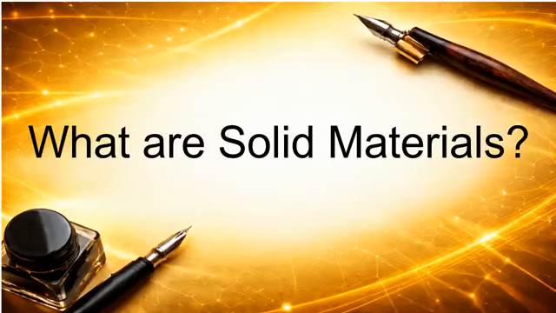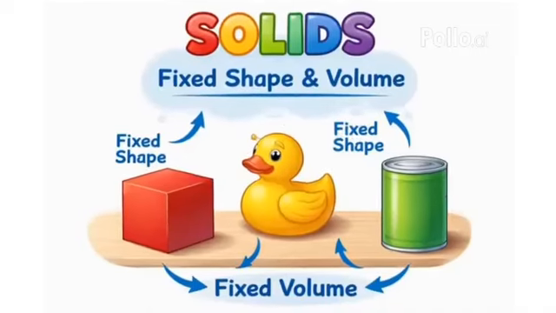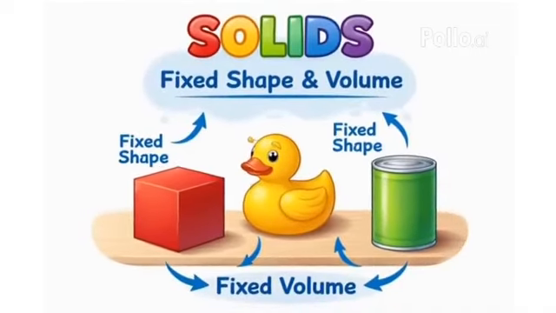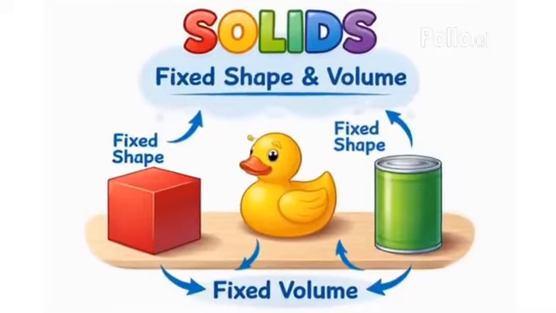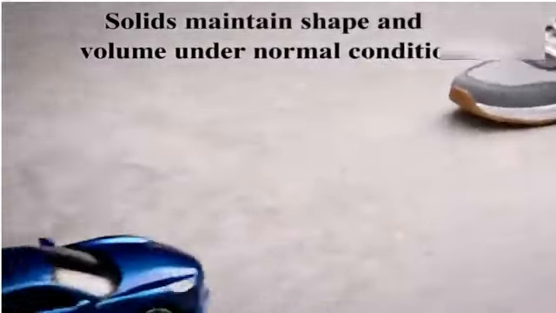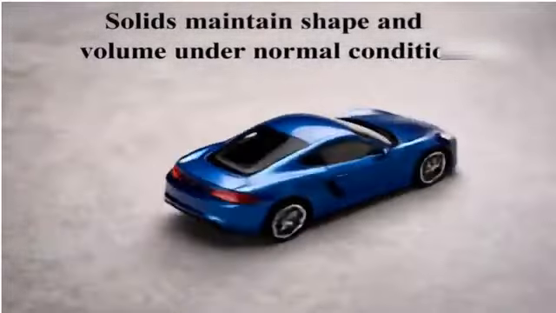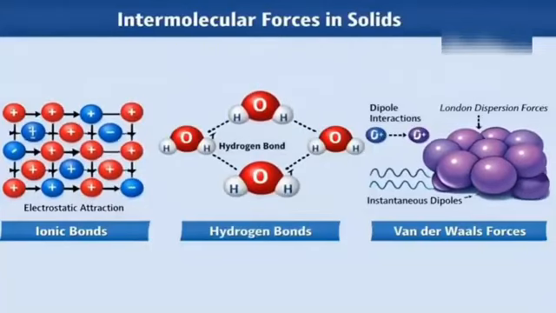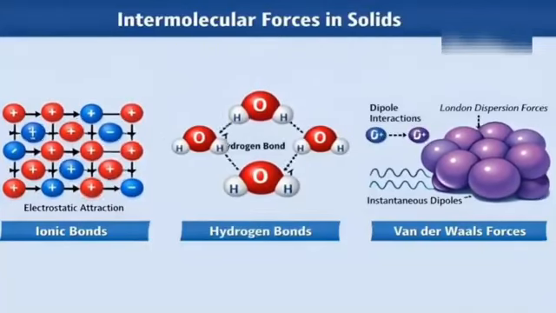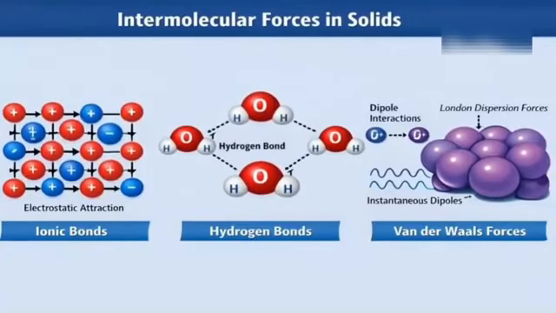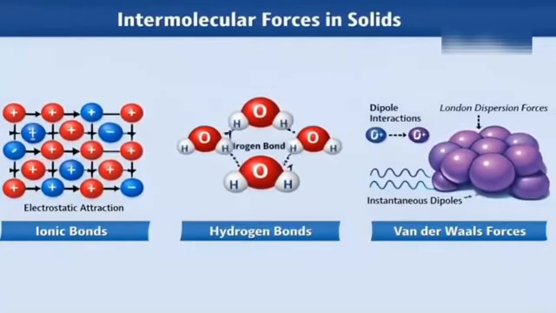Now, what are solid materials? Solid materials are objects that have fixed shape and volume. Solids maintain their shape and volume under normal conditions. They have strong force holding their atoms, ions, or molecules together in a fixed arrangement. This force is called intermolecular force.